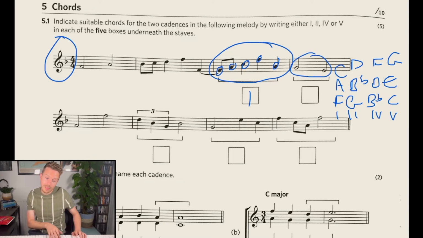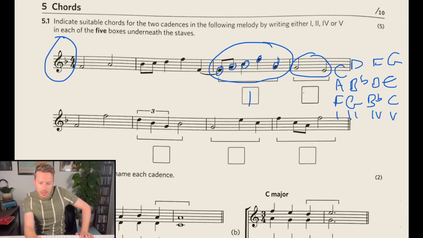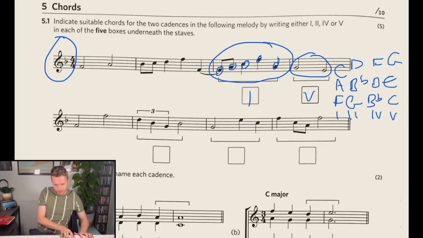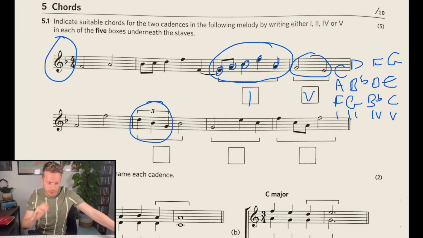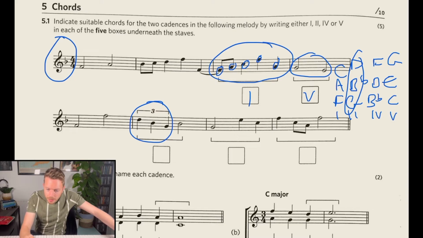So that fits nicely. And the next one we have an E and a G, and that fits in with this chord, chord 5. So that's chord 1 to 5. And that cadence would be imperfect, because you're finishing on the 5. Next here we have D, B flat, and G, which is chord 2.